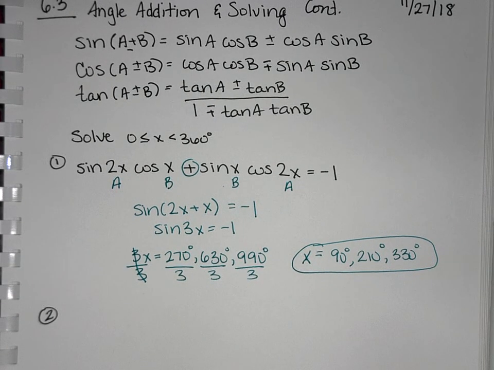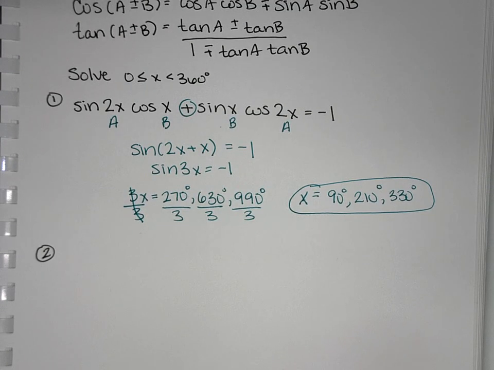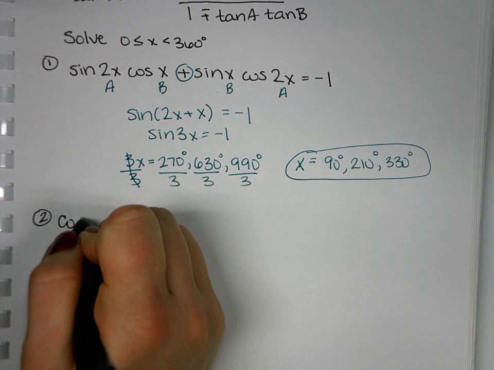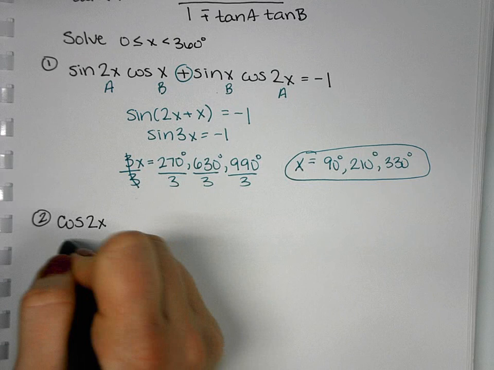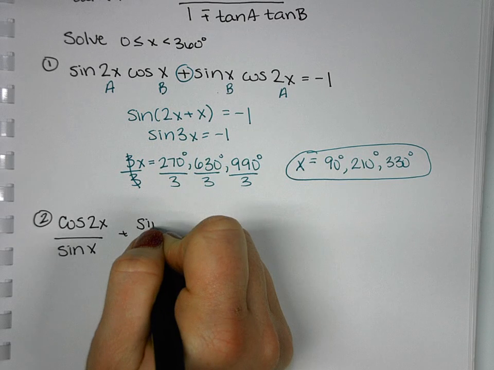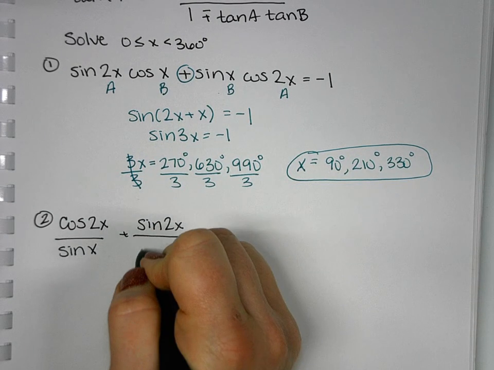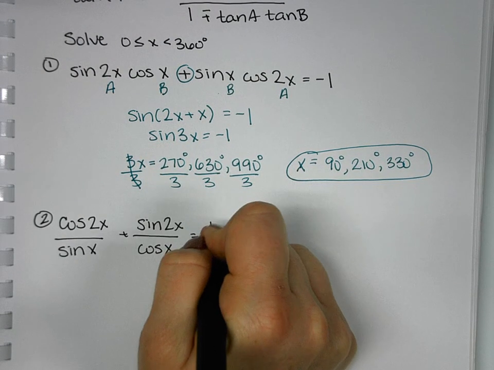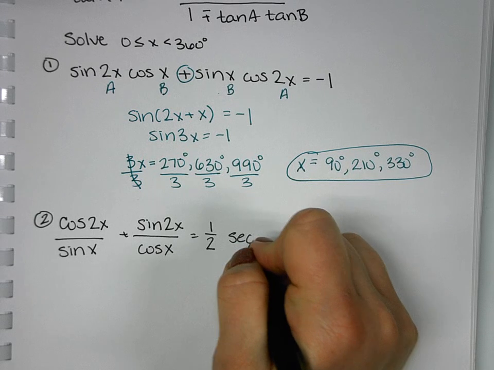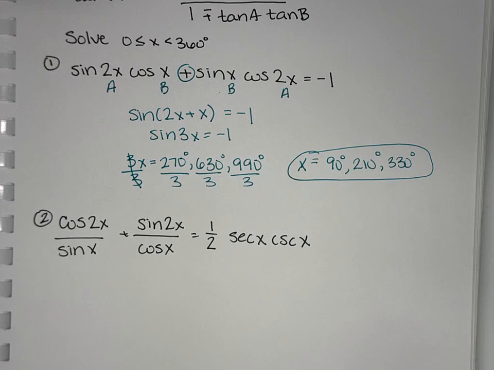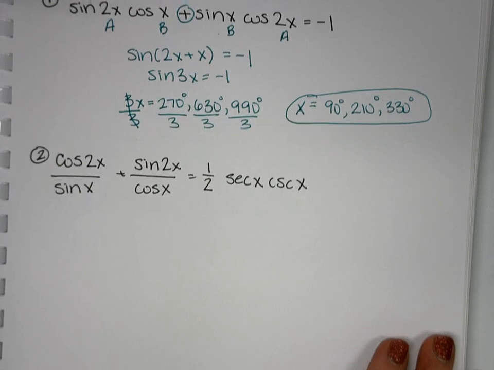Our second example. We're still solving from 0 to 360. The only difference here is this one's going to have fractions in it, and it has some inverse functions thrown in. So this one here has a lot going on.